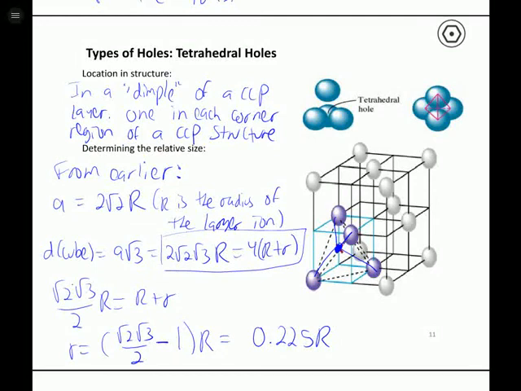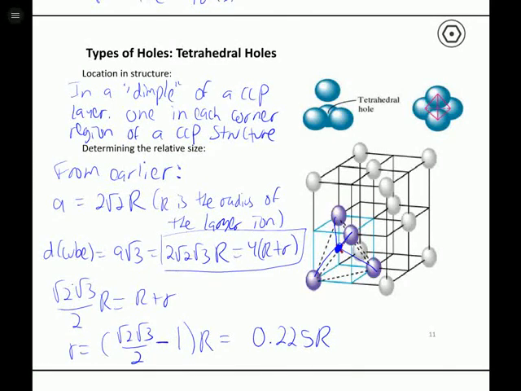Okay, so that's the size of a tetrahedral hole. Now what it means for us is that this is the smallest ion that we can put into a tetrahedral hole. And this is the smallest hole, as we'll see. So this is really as small as we can get. So if our smaller ion, the cation, has a radius that's 0.225 times the larger, it'll go in here. And then we can even expand this a little bit, as we'll see.